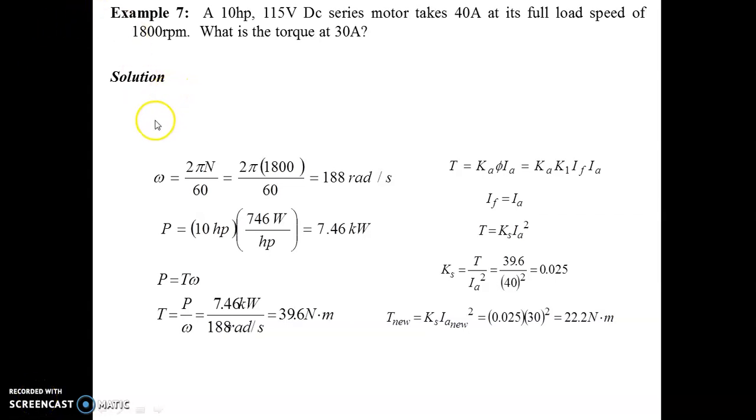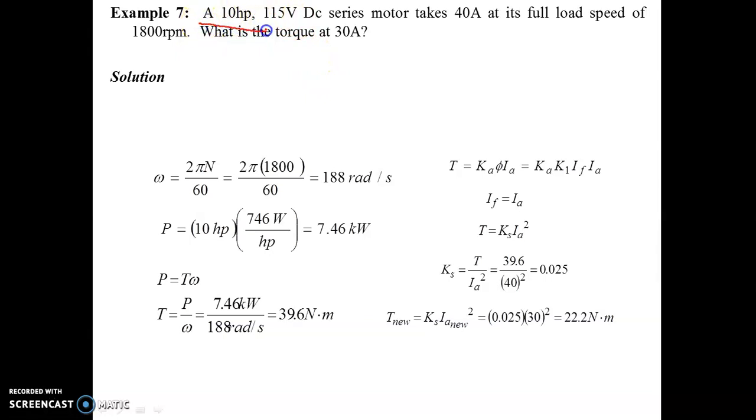In this part of the video, some numerical problems based on speed control of DC machines will be explained. So the first problem is: a 10 HP, 115 volt DC series motor takes 40 ampere at full load, at a speed of 1800 rpm. What is the torque at 30 ampere? Torque is demanded at 30 ampere.